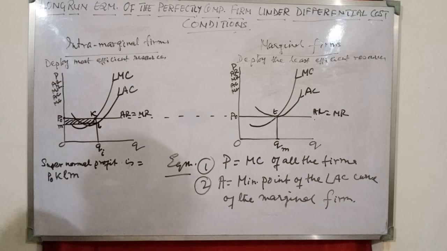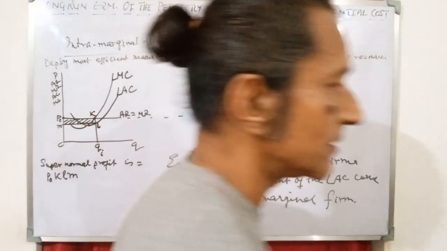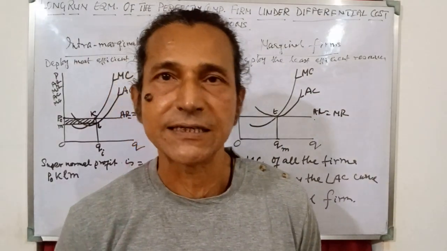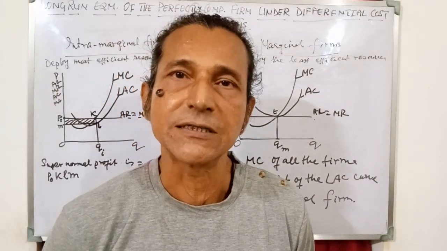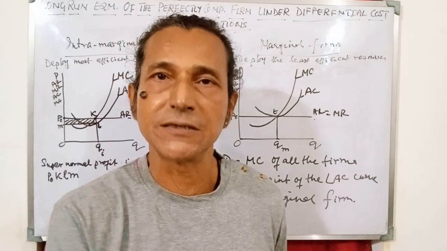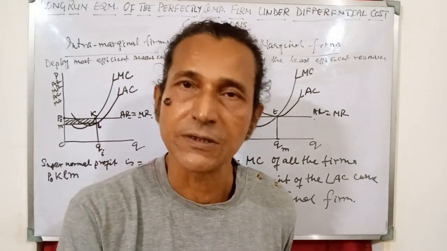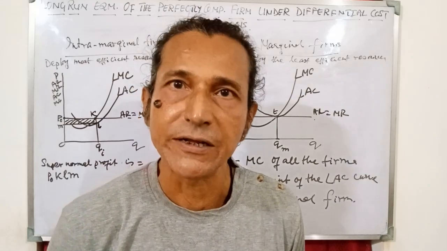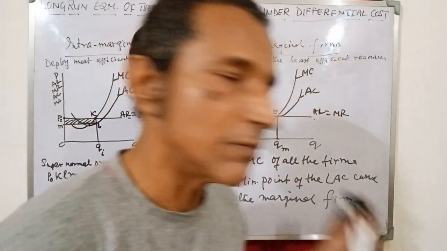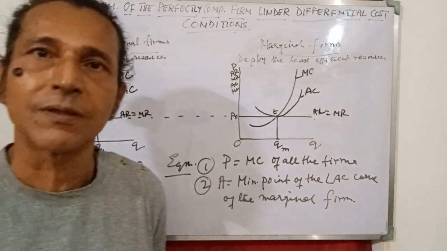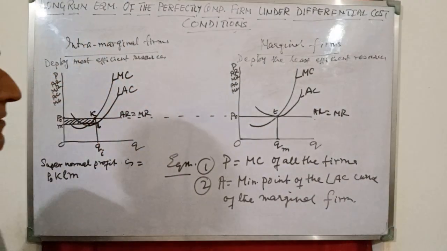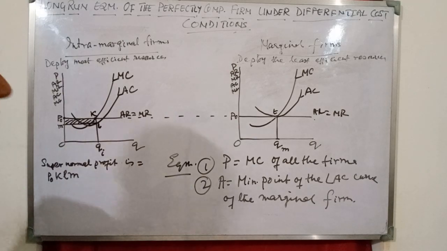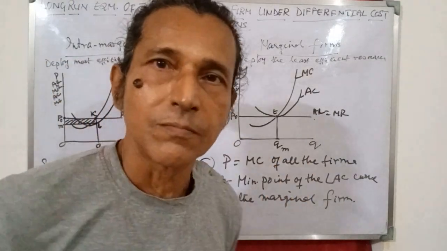Right? The intra-marginal firms are deploying the most efficient resources. As a result, their productivity is higher relative to the marginal firms, and the marginal firms are deploying the least efficient resources, so their productivity is lower relative to the intra-marginal firms, and as a result, the costs of the intra-marginal firms are lower than the costs of the marginal firms.